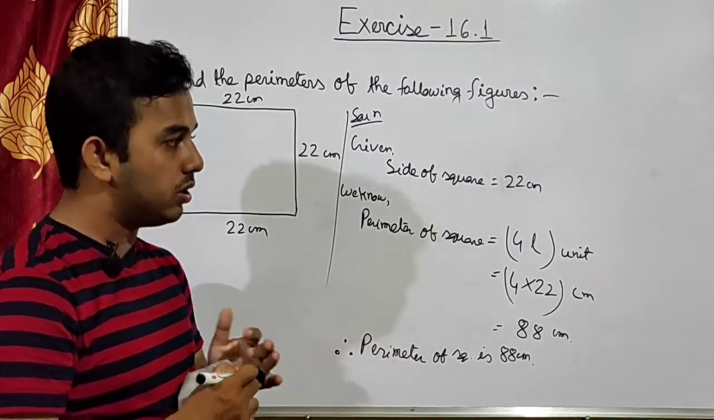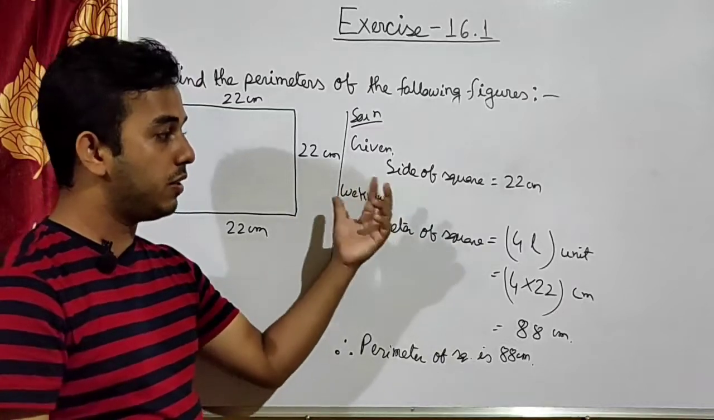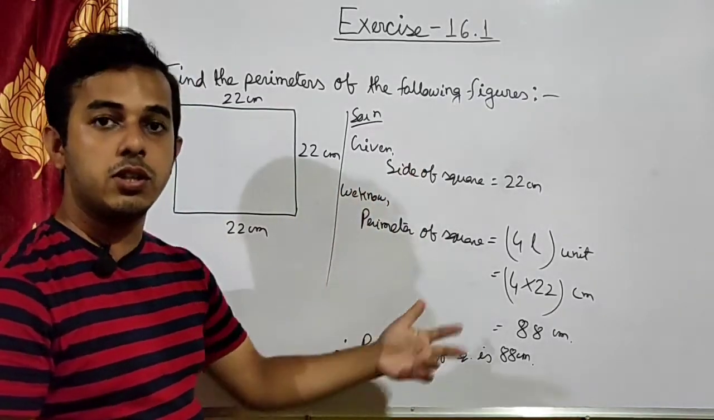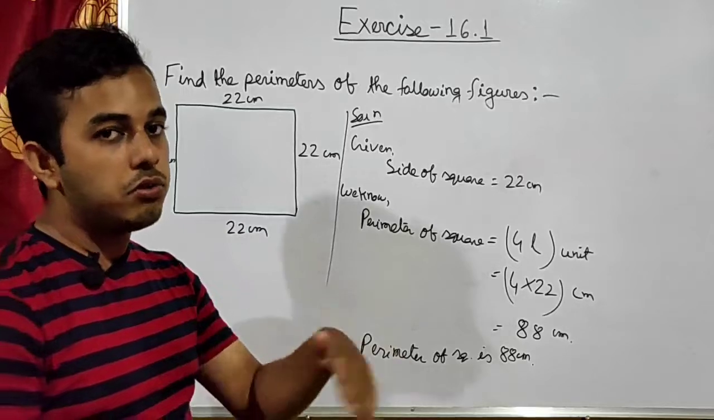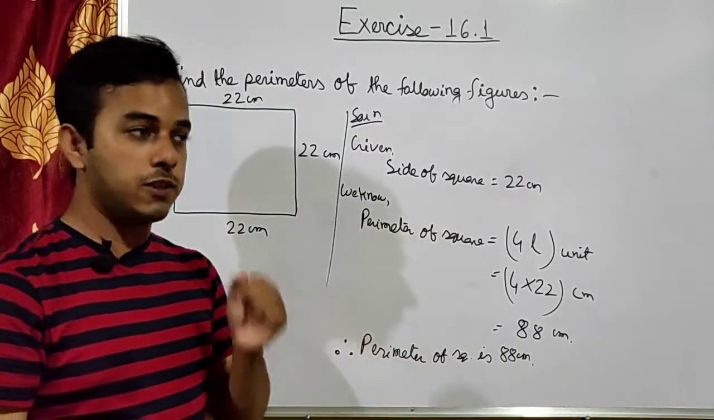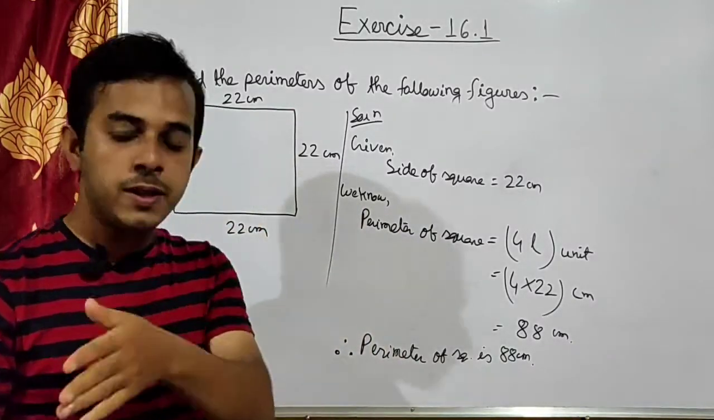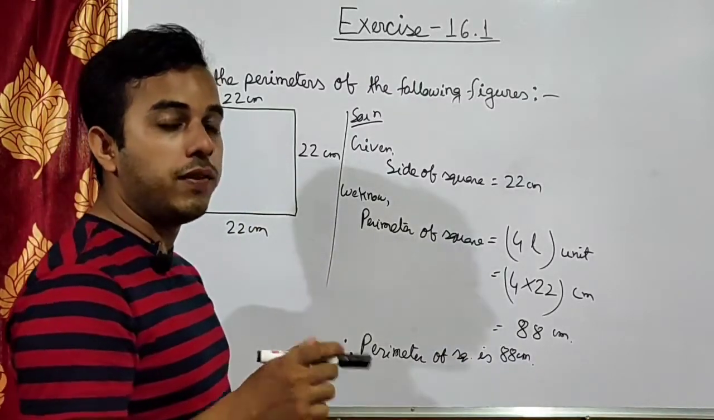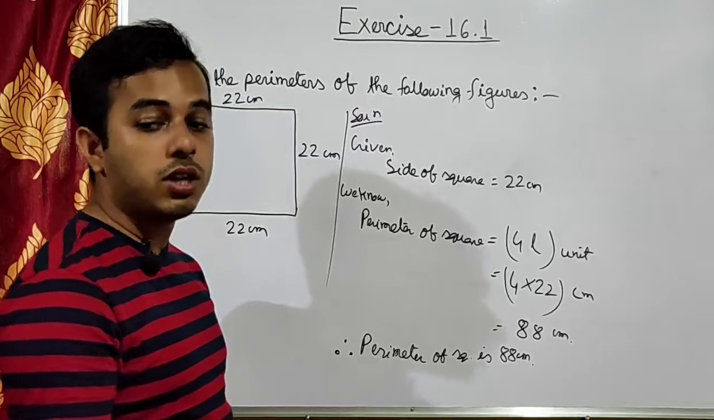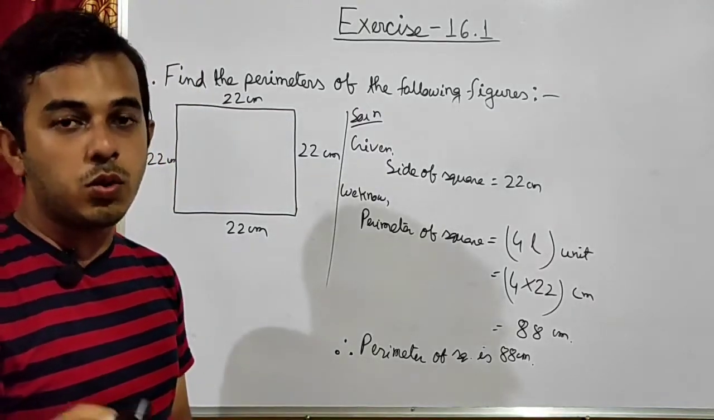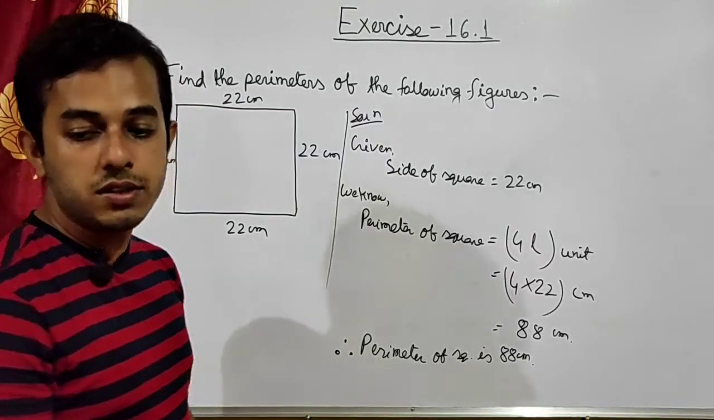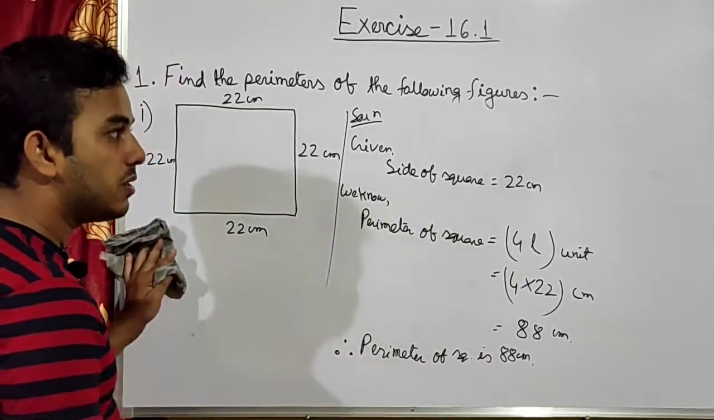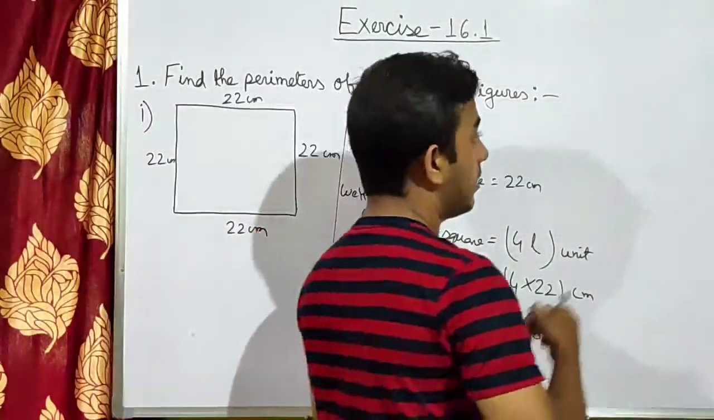So these are very easy questions, right? I hope you can find the perimeter of the next two figures, that is rectangles, using the formula 2 into length plus breadth. Now I will discuss the fourth one, that is triangle. Previously we discussed finding the perimeter of an equilateral triangle. Now, this is not an equilateral triangle. In the figure, this is an isosceles triangle. We have two sides the same, like this.